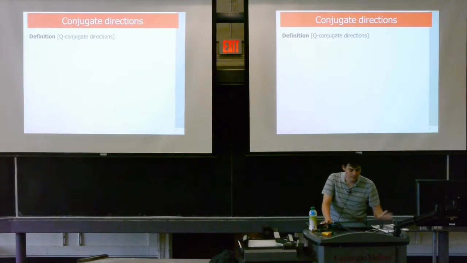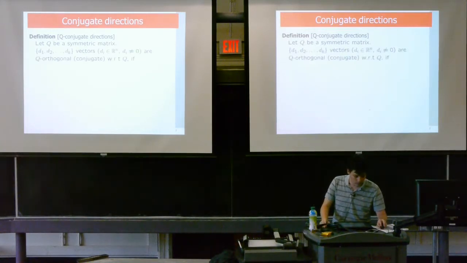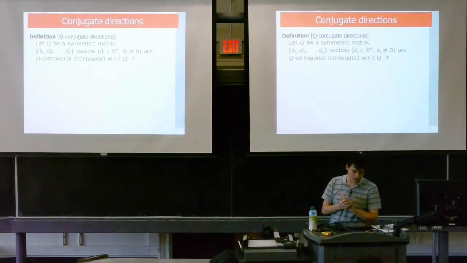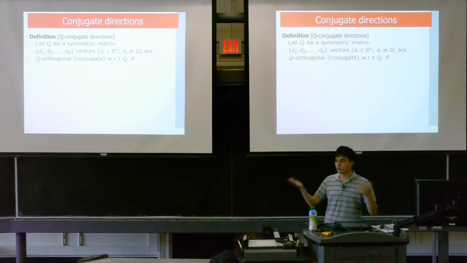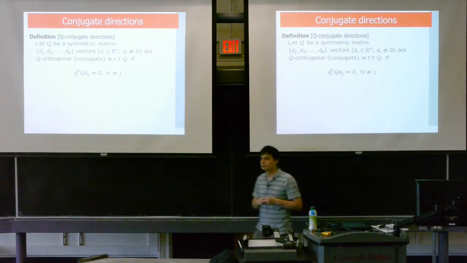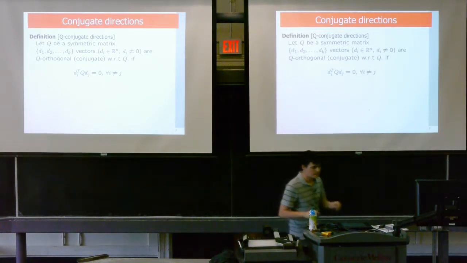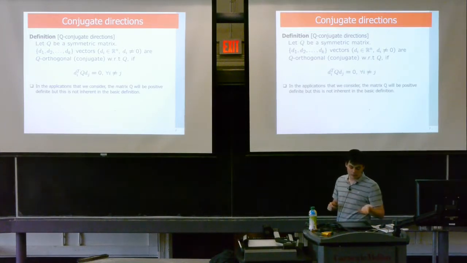Okay, so we will need a few definitions. The first definition is Q conjugate directions. Let Q be a symmetric matrix. Here we don't necessarily need Q to be positive definite, but Q is symmetric. We say that a collection of n-dimensional vectors d1, d2, and so on, dk, are Q orthogonal or Q conjugate with respect to Q if di transpose Q dj is 0 for all i and j where i is not j. Is the definition clear? In most applications this Q will be positive definite, but for the basic definition we don't need that.